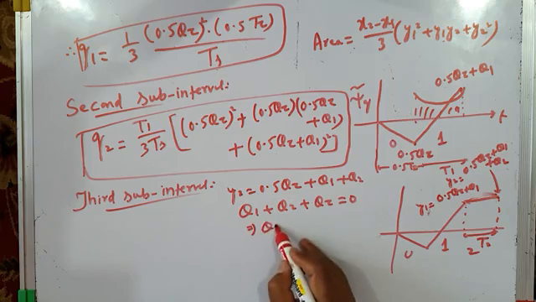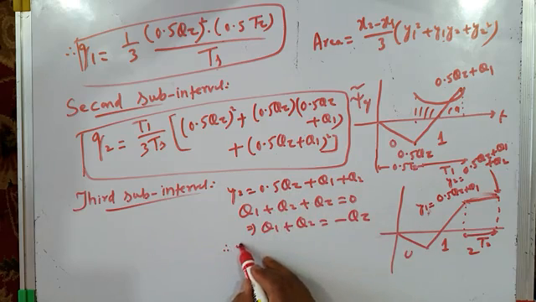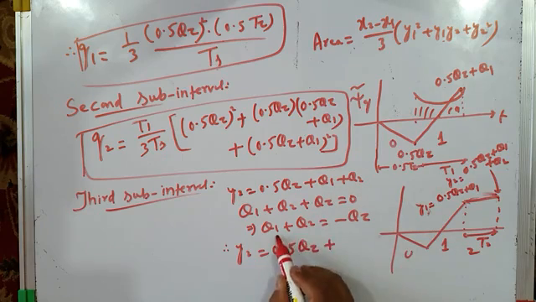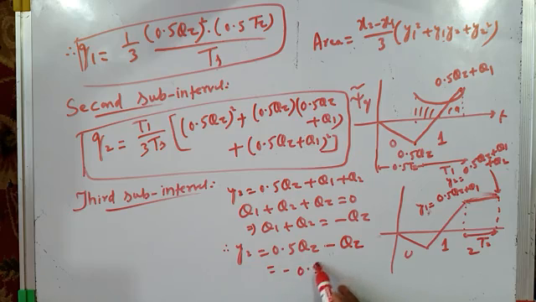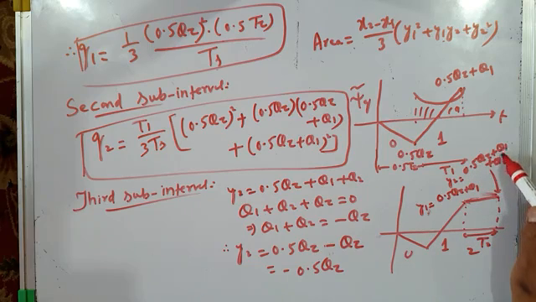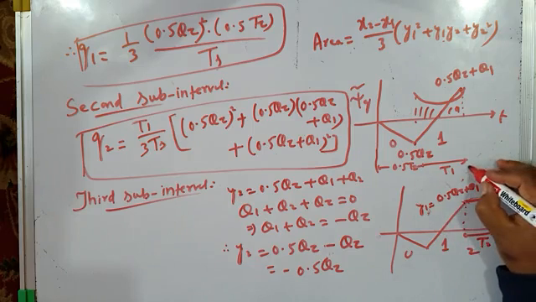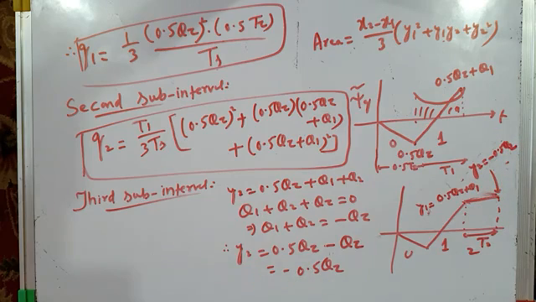So, that means q1 plus q2 is equal to minus qz. Substitute here. Therefore, y2 will be equal to 0.5 qz plus q1 plus q2. q1 plus q2 is minus qz. So, what is 0.5 qz minus qz? That is equal to minus 0.5 qz. So this y2, which I have written as 0.5 qz plus q1 plus q2, comes out to be minus 0.5 qz. So I can write here y2 equal to minus 0.5 qz after simplification.